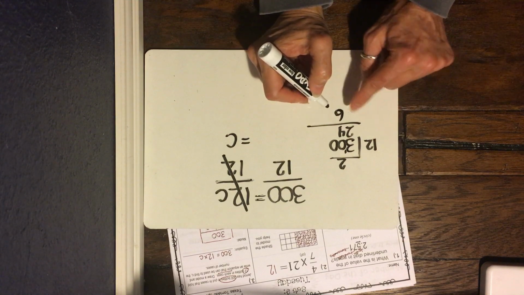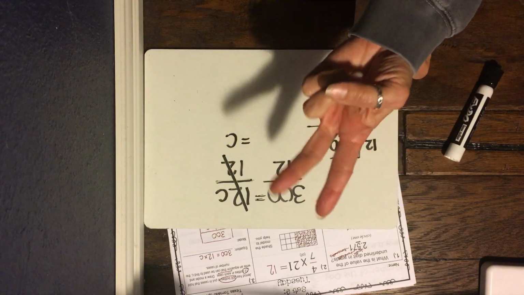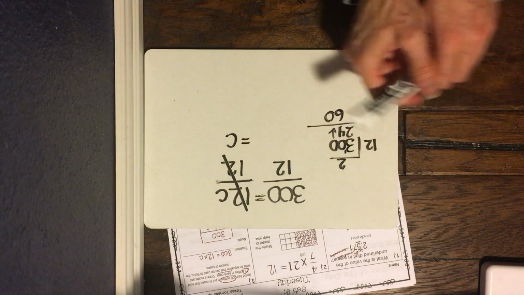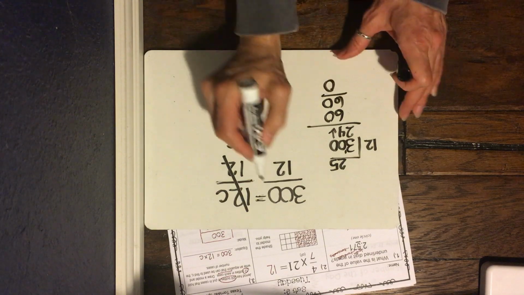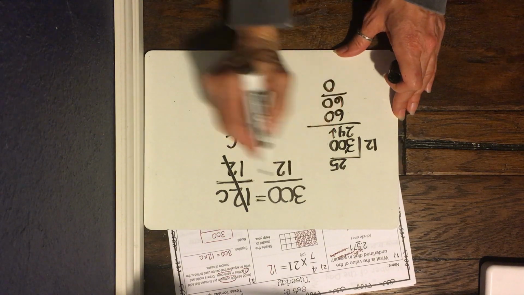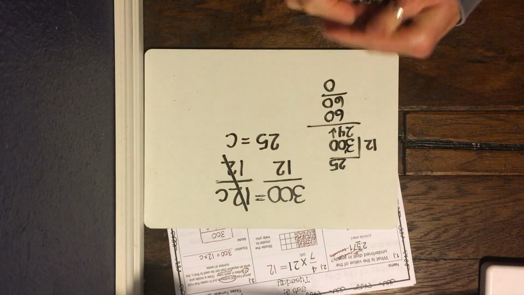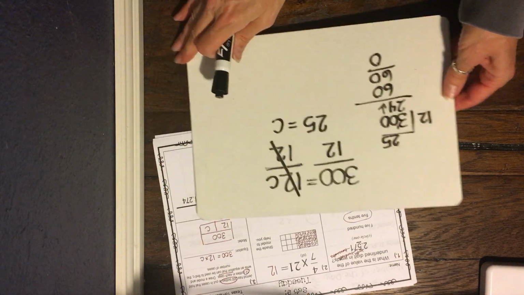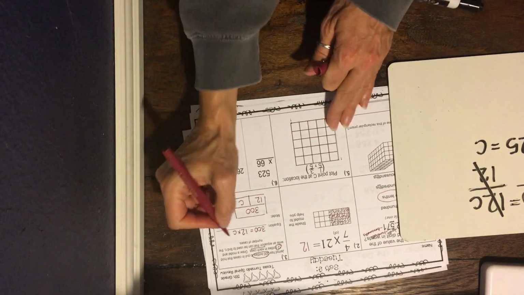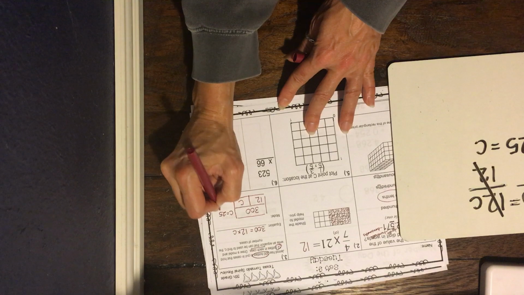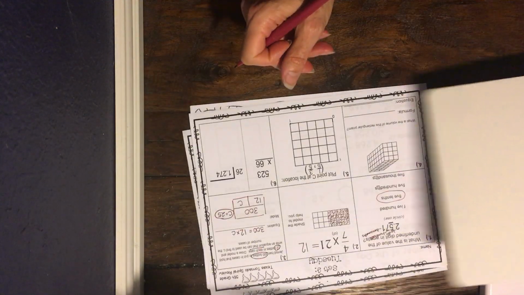Okay. 6 is less than 12, so we know we can bring down our 0. How many times does 12 go into 60? 12, 24, 36, 48, 60. So it goes in 5 times. And 25 times 12 is 60. So 300 divided by 12 gave us 25. So 25 equals C. Well, what did C stand for over in our problem? C stood for cases. So how many cases do we have? We have 25. Okay, so C equals 25. All right, so that's how to do it algebraically. You might as well learn it that way because that's what you'll be doing next year.